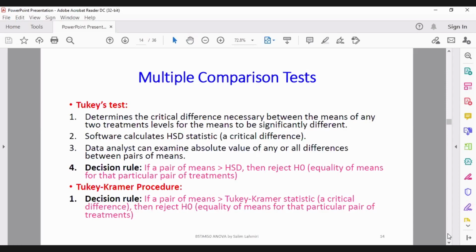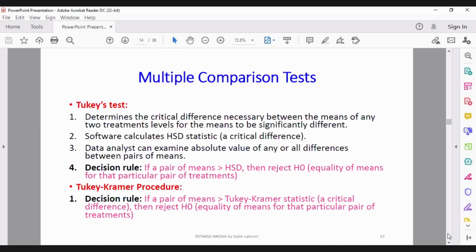Tukey's test determines the critical difference necessary between the means of any two treatment levels for the means to be significantly different. So the software calculates the HSD statistic along with a critical difference. Data analysts can examine the absolute value of all differences between pairs of means.